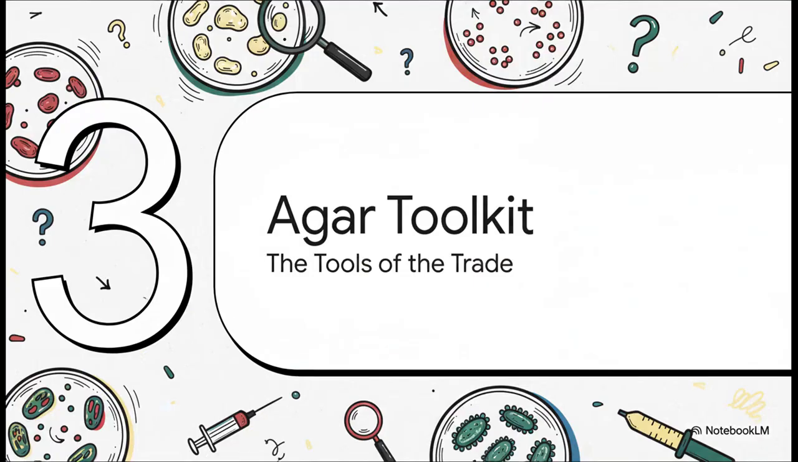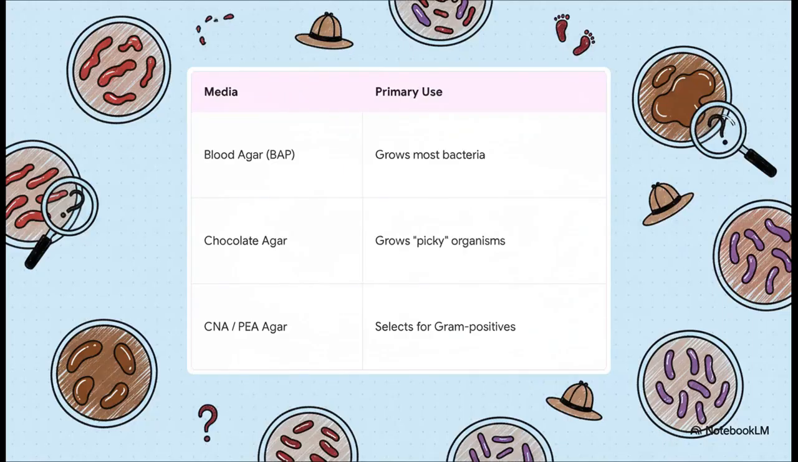All right, we've set the thermostat. Now it's time to open up our toolkit. And in microbiology, our most essential tools are the culture media, or agars. Just think of them as different types of bait that we use to lure out different kinds of microbial suspects. Every investigation starts with a standard set of tools. Blood agar, that's your workhorse. Almost everything will grow on it.